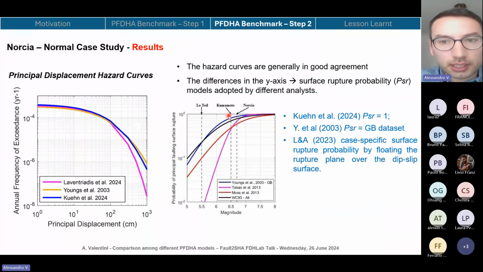Cohen again used a PSR equal to 1. Youngs et al. implemented the model with PSR using a Bayesian and a range data set, and this yields a probability close to 1 for a magnitude 6.7. And again, the Lavrentiadis model is a case-specific surface rupture probability model, but this probability is also close to 1. And so you can see the difference ranges from 1 to 0.9, and there is no big difference in the hazard curve, at least in the first part of the curve.